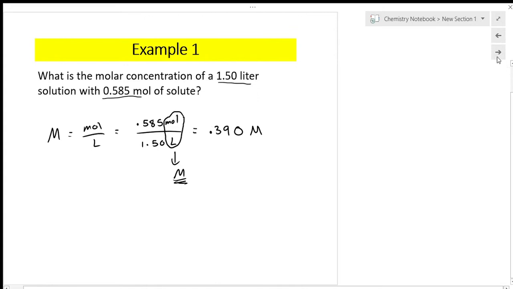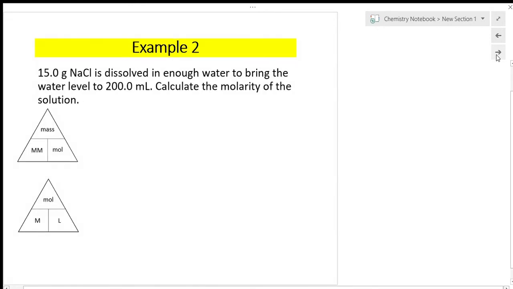All right, let's take a look at example number 2. Example number 2 is a problem where I am going to introduce both of the triangles. The reason why is if you have any problem that involves grams or the mass term, it helps you with keeping track of what to do and what to solve for. So in this problem, it reads: 15.0 grams of sodium chloride is dissolved in enough water to bring the water level to 200.0 milliliters.